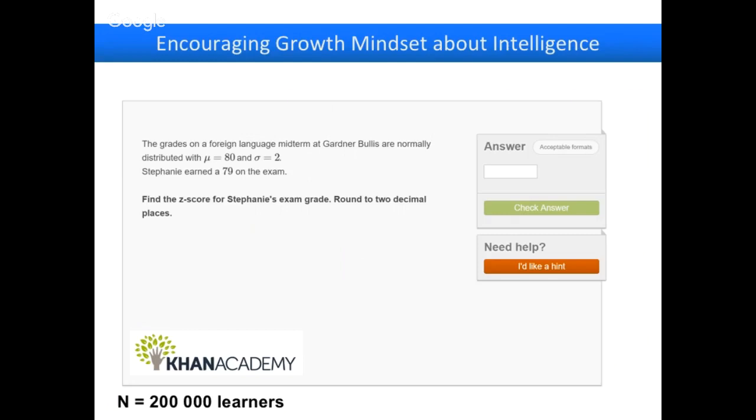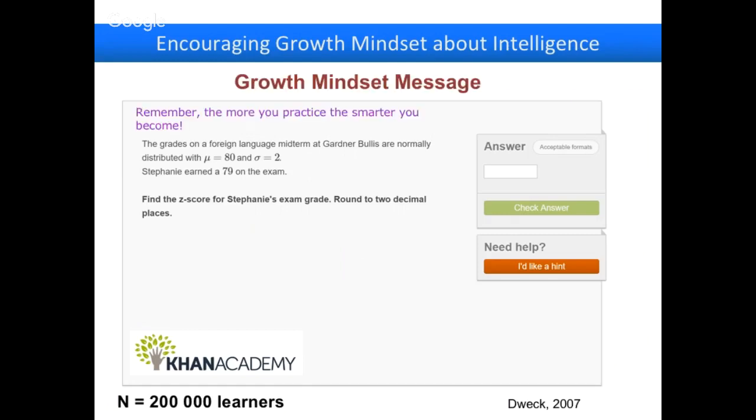And what they were most interested in was trying to motivate people to solve more problems. And especially, they asked, what's the simplest change you can make, technically, with respect to software, that can give us the biggest bang for our buck? And so I drew on psychological theory to design some messages. And so this is a growth mindset message to be added to Khan Academy. Remember, the more you practice, the smarter you become.